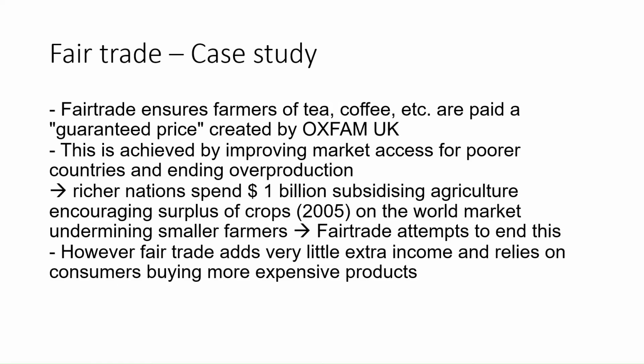So in 2005, richer nations, so high income countries, spent $1 billion subsidizing agriculture. What this does is encourage a surplus of crops on the world's market, which undermines small farmers. So fair trade campaigns to end this over-subsidizing of agriculture, and they attempt to help pay a fair price.